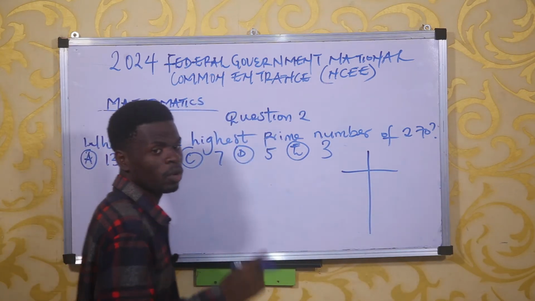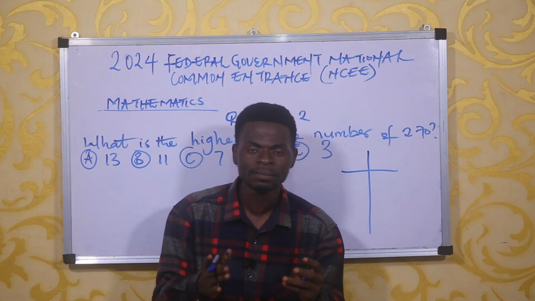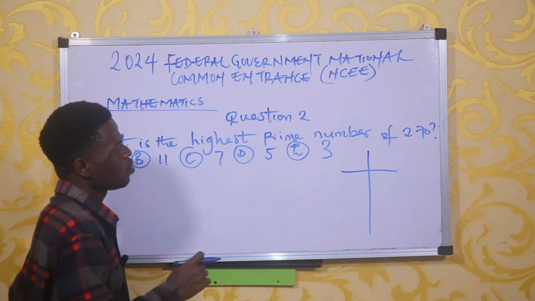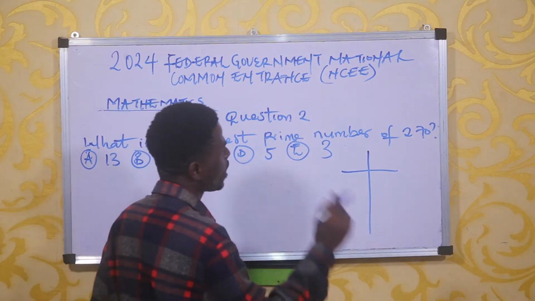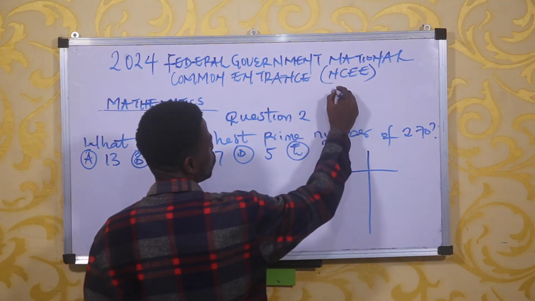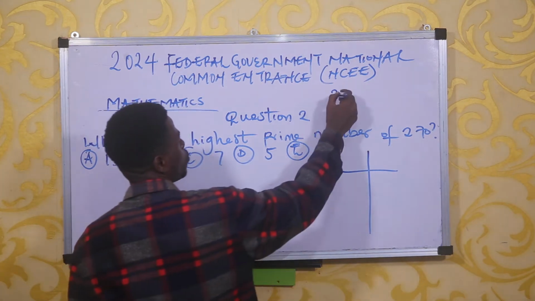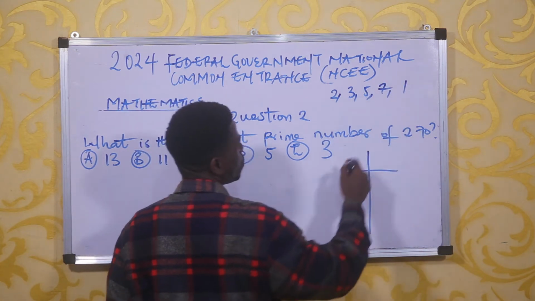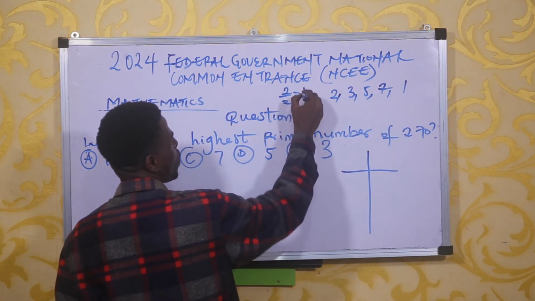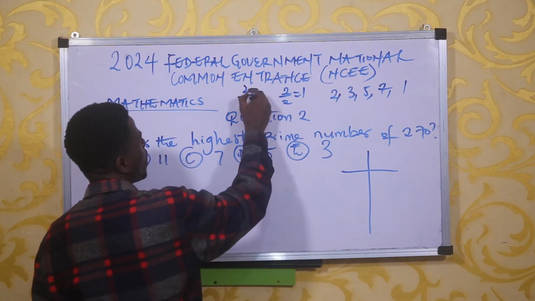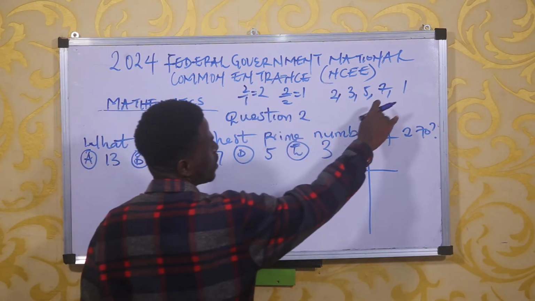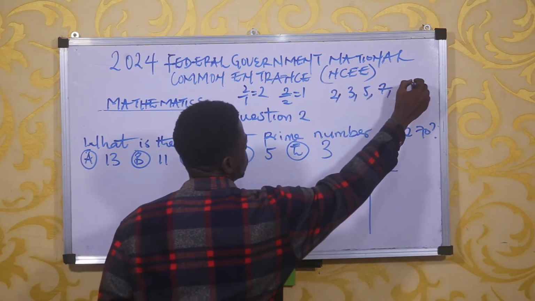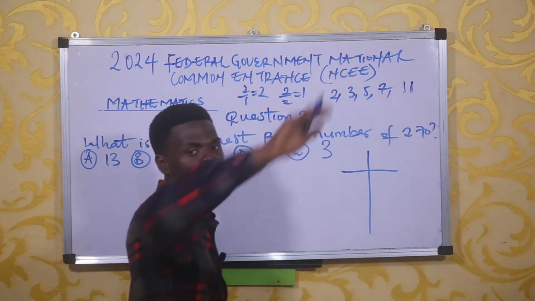Don't forget, prime numbers are numbers that can only be divided by itself and 1. So let's assume this is 2. 2 is the first prime number, followed by 3, 5, 7. 2 can only divide 2, which is 1, or 2 divided by 1 gives us 2. So all these are prime numbers: 2, 3, 5, 7, 11, and so on. They are examples of prime numbers.